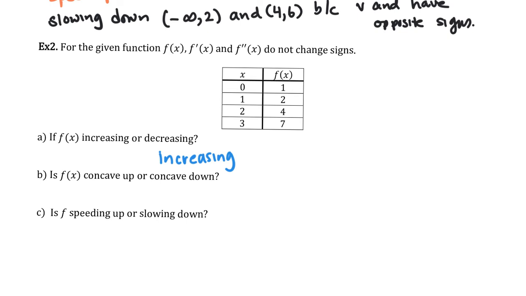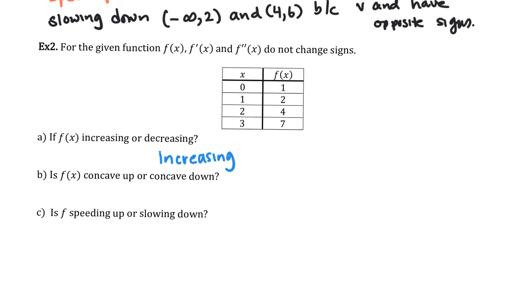Okay, now the next question is, is f of x concave up or concave down? Now concave up and concave down, I normally look to see if f double prime is positive or negative, which really means I want to see if f prime of x is increasing or decreasing. So let me just think about f prime of x. How is f of x increasing?